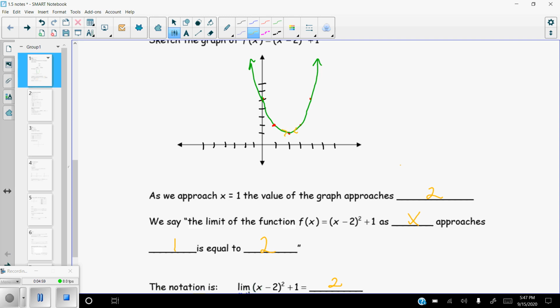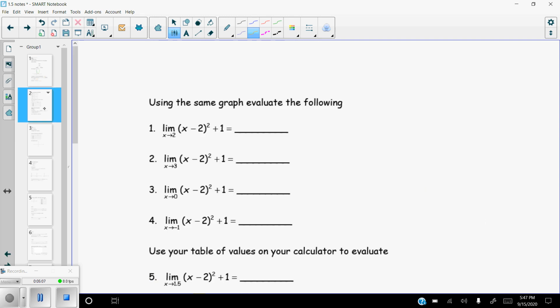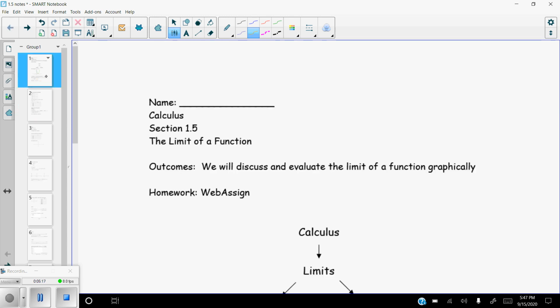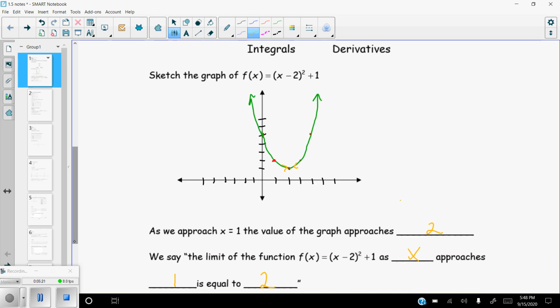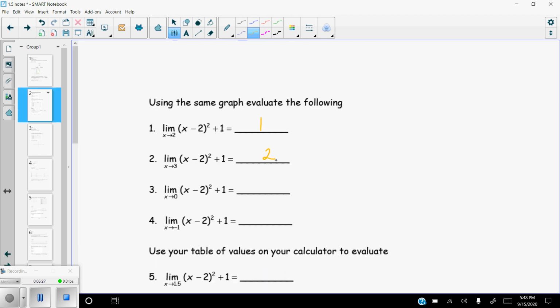So as x gets closer and closer to 2, you can kind of see that that's where x is approaching 2 from both sides. The y value is approaching 1, so we can fill that in. Now we look at the graph and say, okay, as x approaches 3, the y value here looks like it is approaching 2. So we'll fill that in.